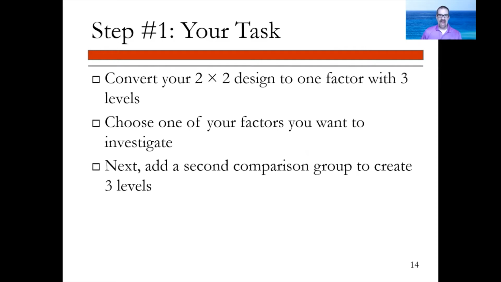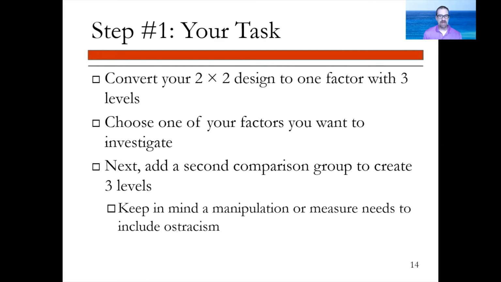Then what you're going to do is add a second comparison group to create 3 levels. You're going to create 3 conditions that you're going to compare across each of the participants. Now, keep in mind as you select the second comparison group and the levels that you want to look at, that the manipulation or the measures need to include ostracism. Okay, so we need to have some theme of ostracism in our study.